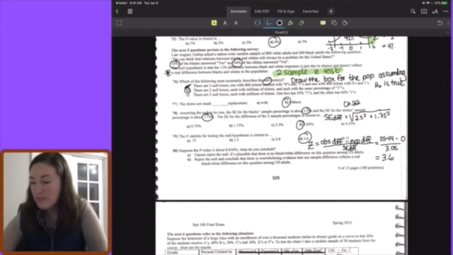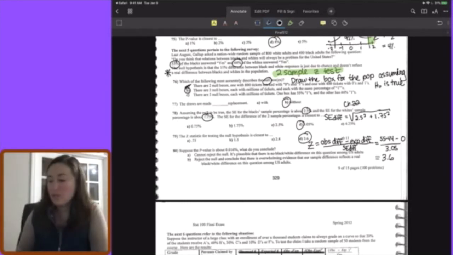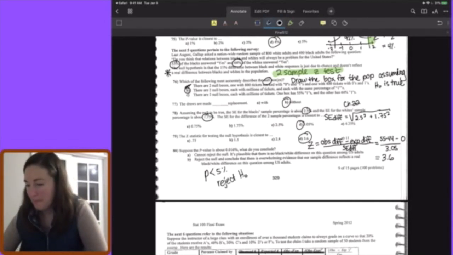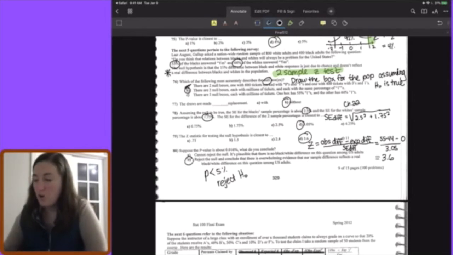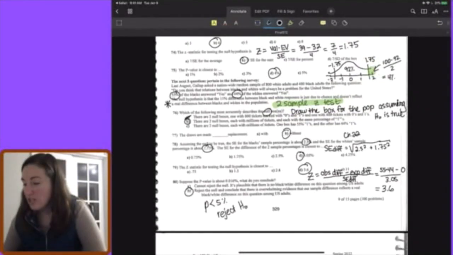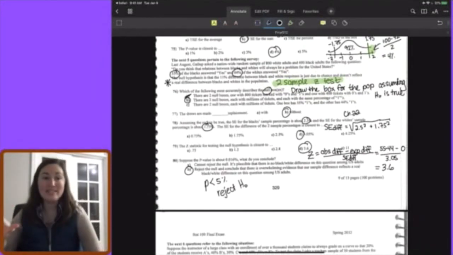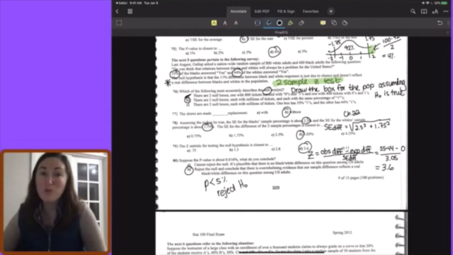So it says, assume the p-value is tiny. What do you conclude? In this case, my p-value is definitely less than 5%. It's even less than 0.1%. So I'm going to say my p-value is less than 5%, so I reject the null. So what am I rejecting? If I look back up here, the null is that the difference is due to chance. I'm rejecting that. I'm saying there is a drastic difference between these two populations for this question. There's overwhelming evidence for that.